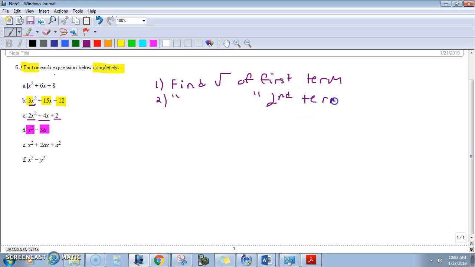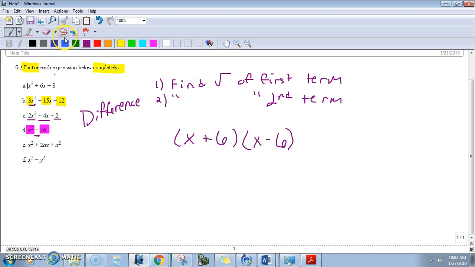Okay, and then we just put them in. And because it's called the difference, remember the difference of squares? Because we're subtracting right here, that means one's going to be plus, one's going to be minus. So the square root of x squared is just x. Whoops, doesn't look like an x. It's just x, and the square root of 36 is 6, so plus 6 and minus 6.